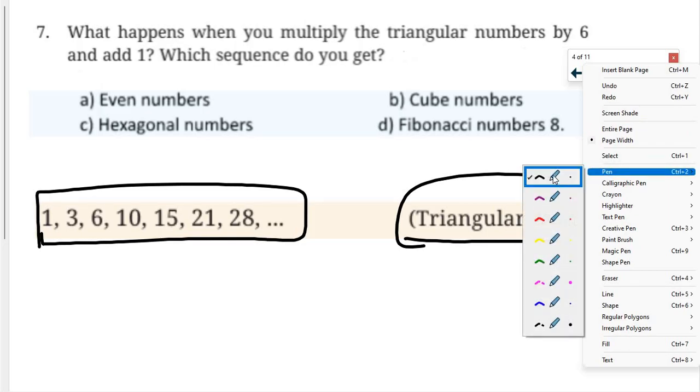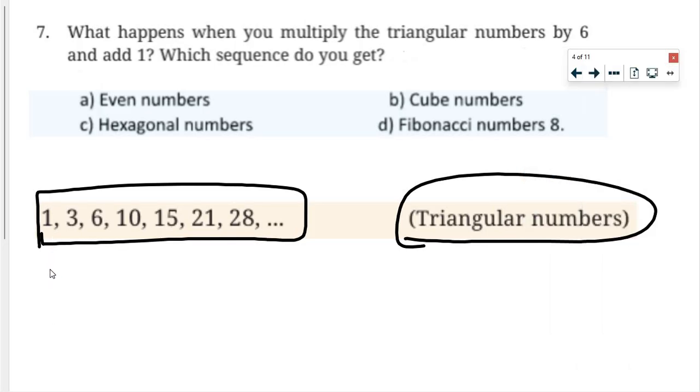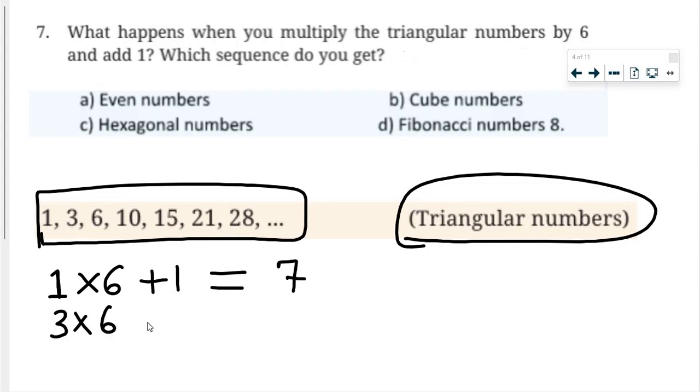Now, what happens when you multiply the triangular number by 6 and add 1? You need to do calculation. The first triangular number is 1. If you multiply 1 by 6 and then add 1, which number do you get? You must multiply first before you add. 1 into 6, 6, plus 1, 7. The second triangular number is 3. Multiply by 6, add 1. 3 into 6, 18, plus 1, 19.